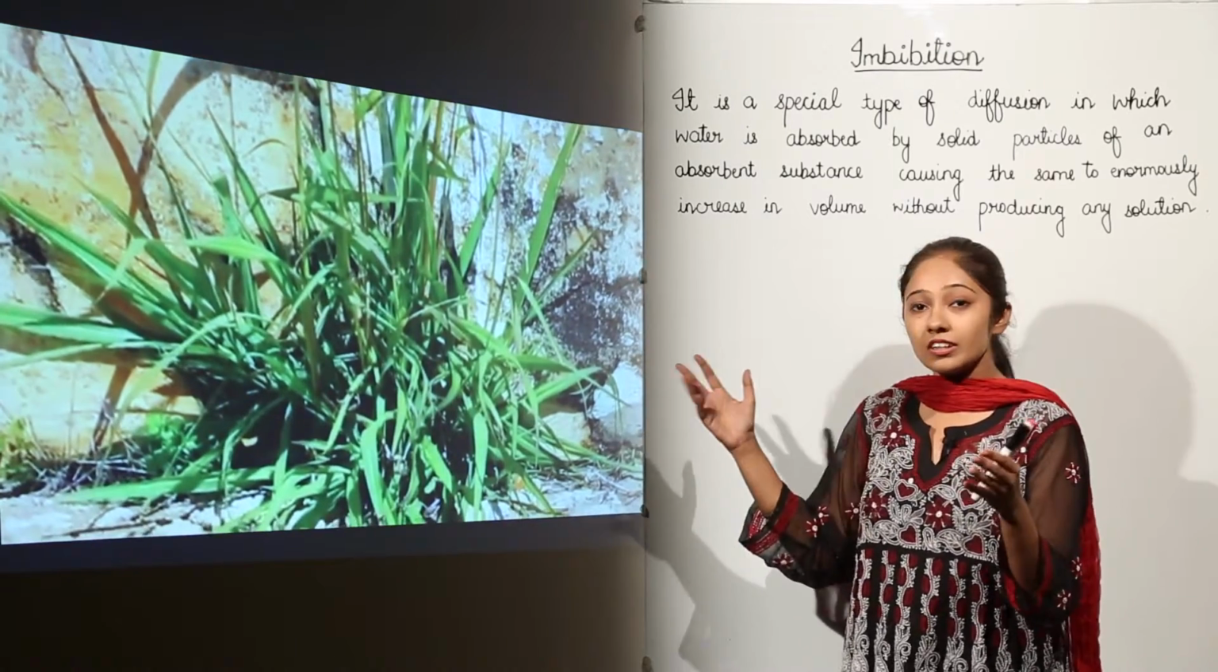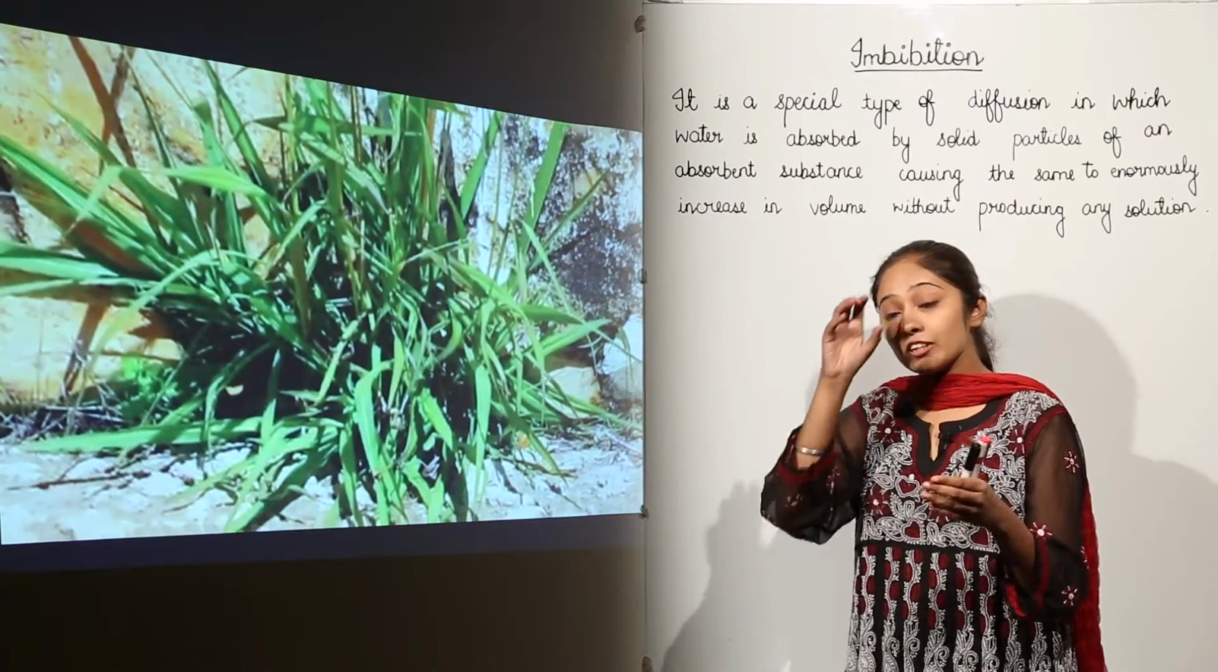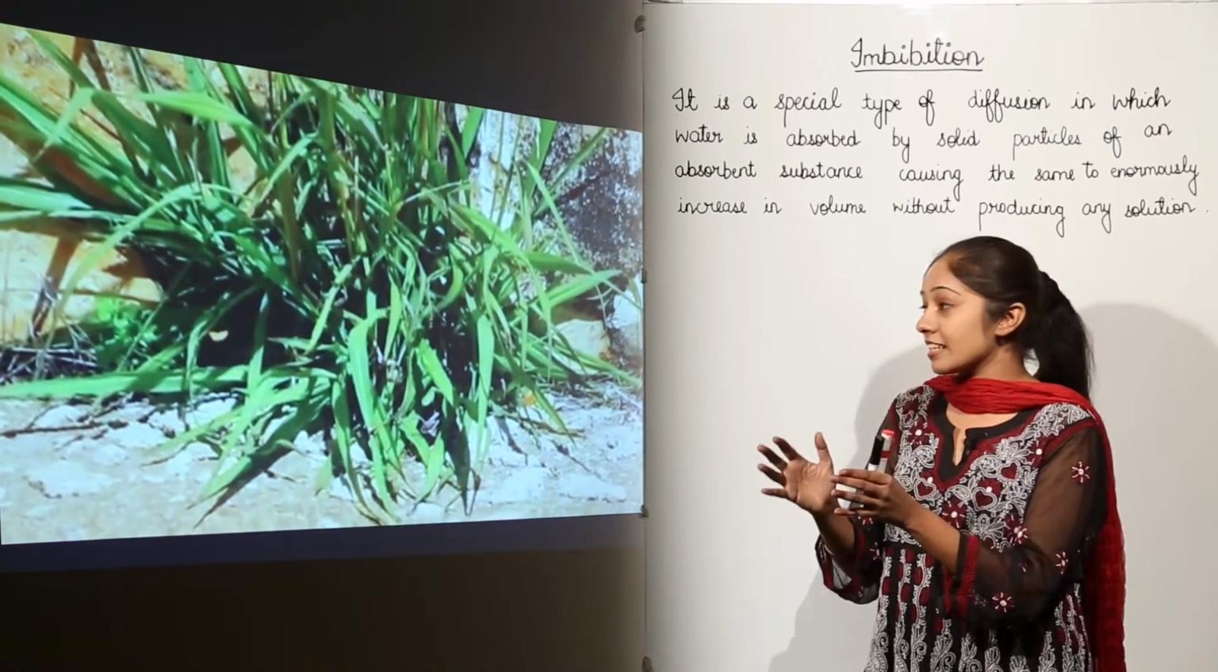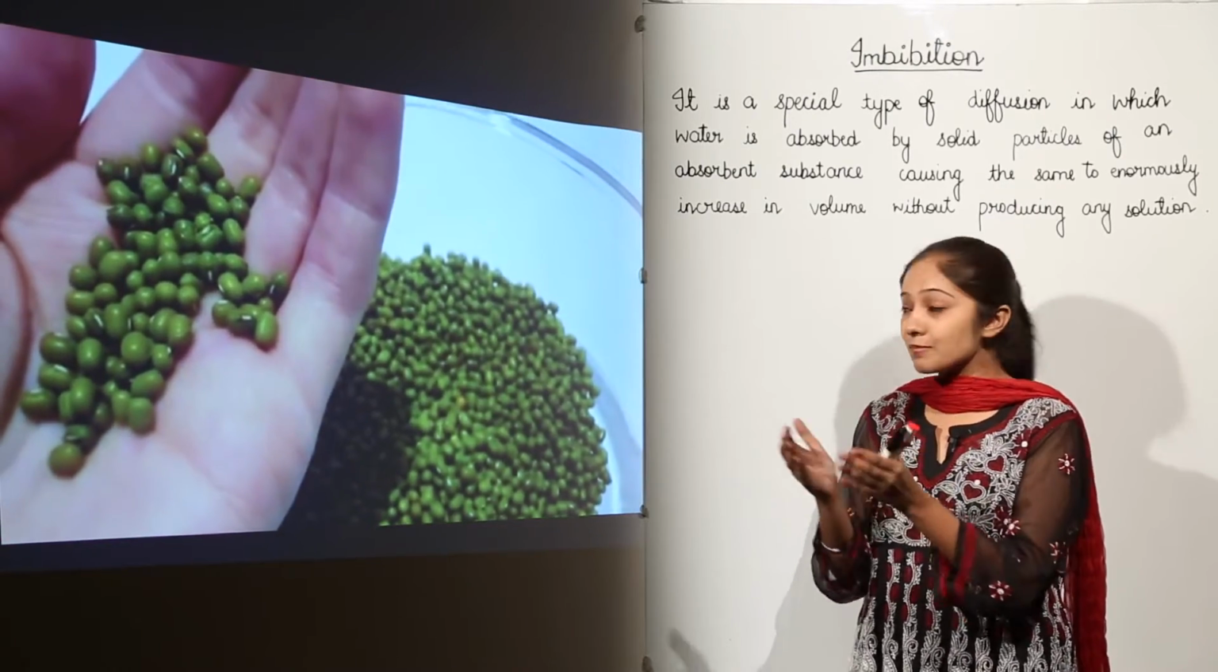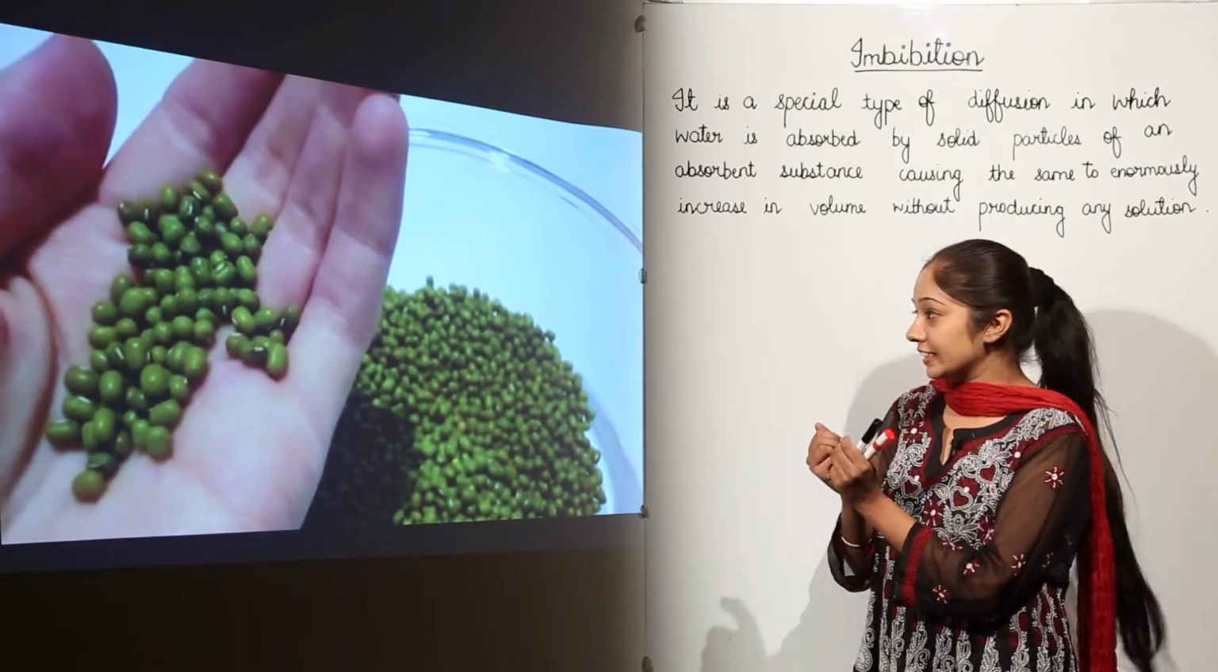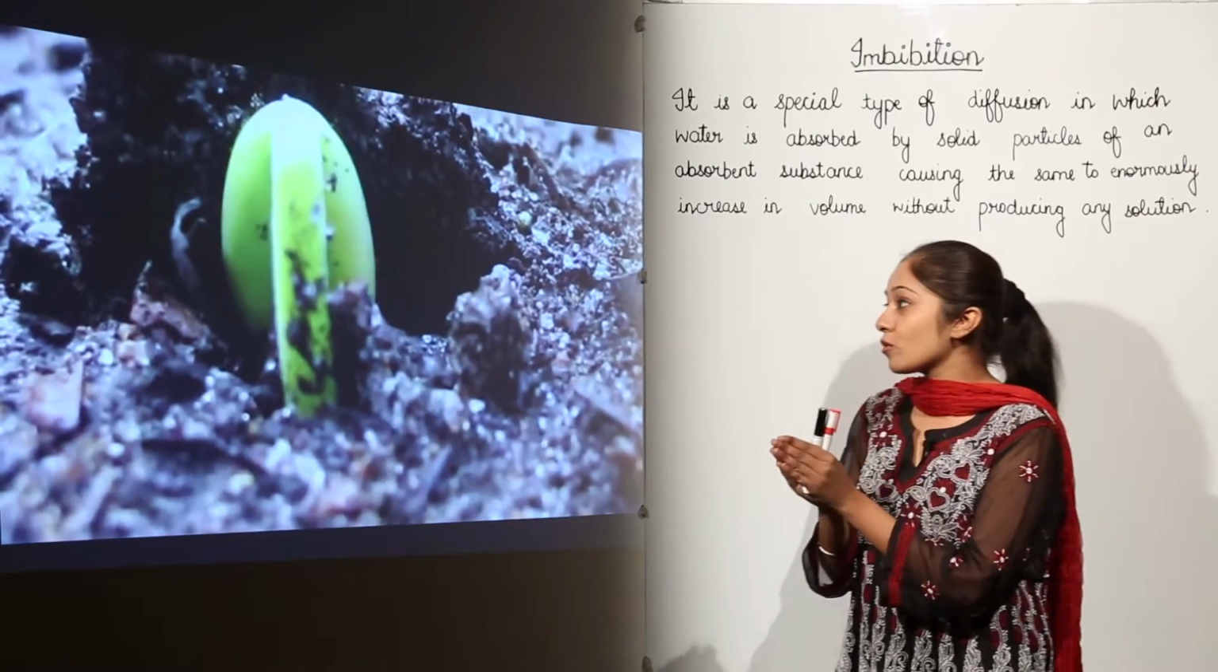You all know that water is needed by the plants, but during seed germination the first process, that is imbibition, takes place, that is absorption of water by the seeds. What happens when the seeds absorb water?